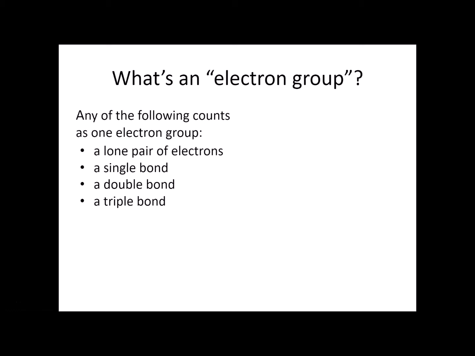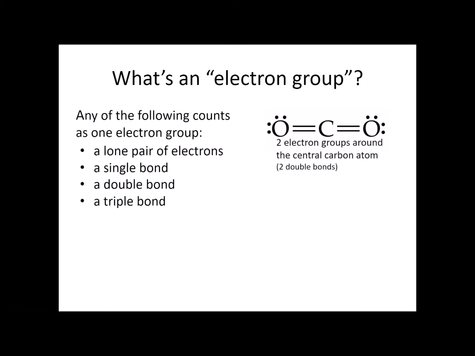Okay, let's take a look at a few molecules and just count electron groups. That's all we're trying to do here. Here's carbon dioxide, CO2. We're focusing on the central atom, so just look at the carbon. Don't worry about the oxygens. Around that central carbon, I see a double bond to the left and a double bond to the right. That's all I see. There are no other dots around the central carbon. So if there are 2 double bonds, that means there are altogether 2 electron groups around that central carbon atom.